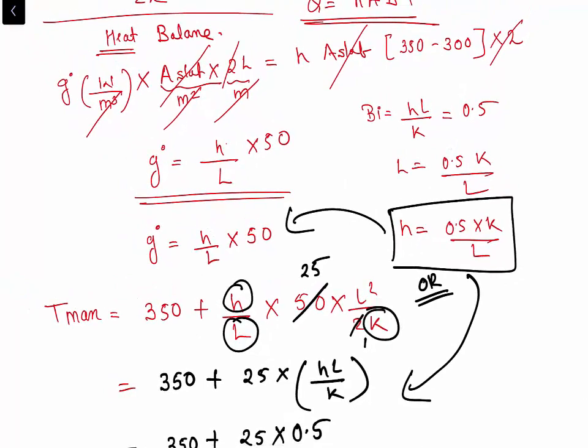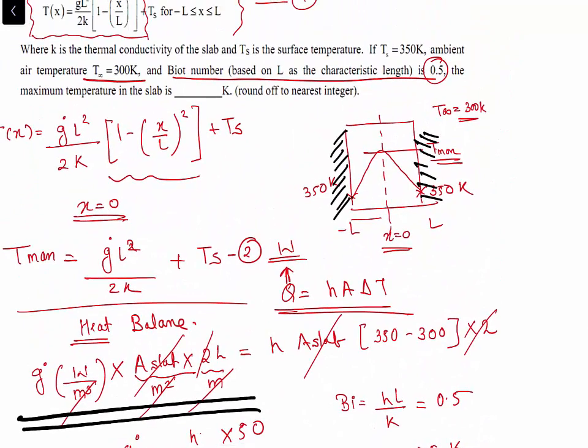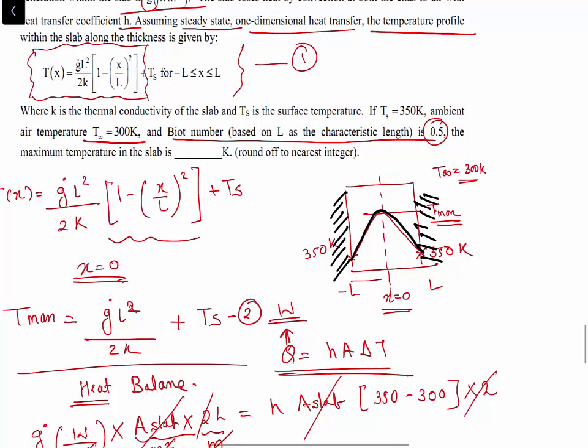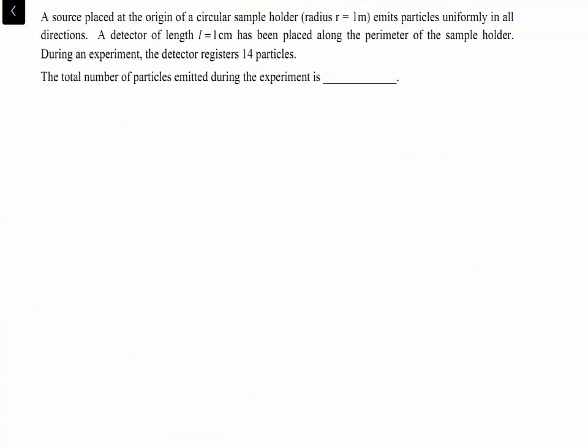Means unit balance. See here, the most important thing is this point, that it is a parabola. So from the equation actually we have concluded that this is a parabola. Okay, so what is given in the question? A source placed at the origin of a circular sample holder, radius is given r equals 1 meter, emits particles uniformly in all directions. A detector of length L has been placed along the perimeter of the sample holder.